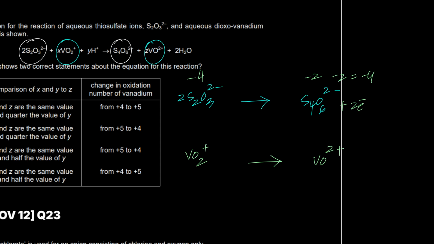Now, how do I do this? First of all, balance all the atoms except for H's and O's. V is already balanced. Balance out the oxygens with H2O. You have 2 O's on the left, 1 O on the right. So how do you balance the O's? You add 1 more O here. How? In the form of H2O.